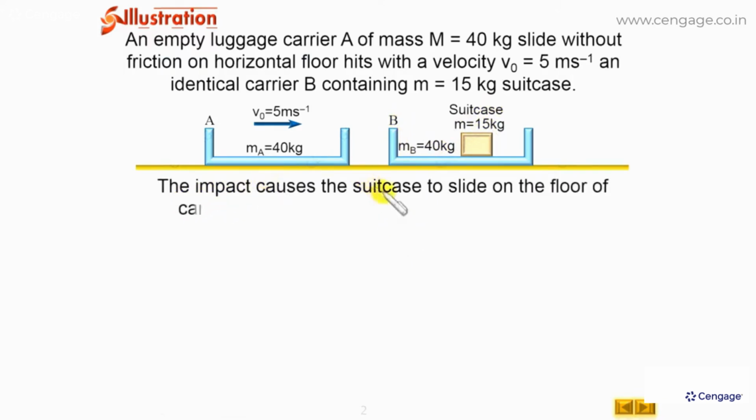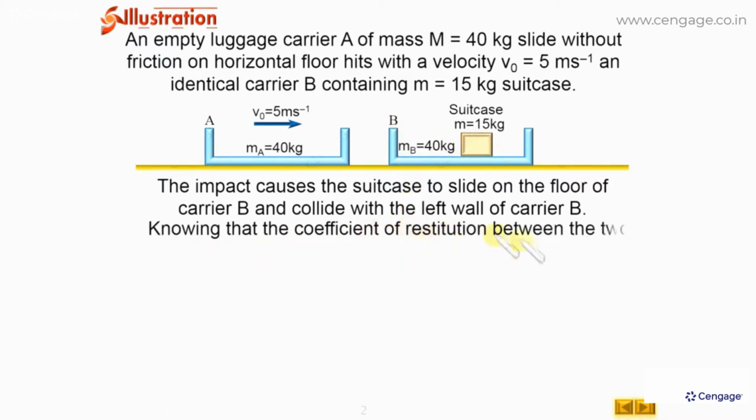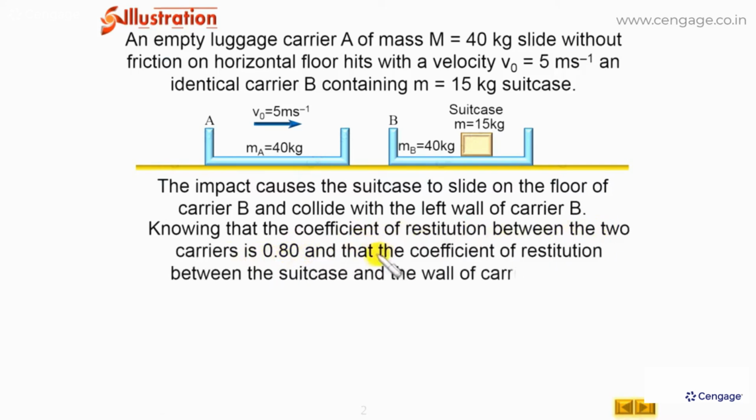The impact caused the suitcase to slide on the floor of carrier B and collide with the left wall of carrier B. After collision, what will happen? The suitcase starts sliding on the floor of the carrier and collides with the left wall of carrier B. Knowing that the coefficient of restitution between the two carriers is 0.8 and that the coefficient of restitution between the suitcase and the wall of carrier B is 2 divided by 9, assume no friction anywhere.